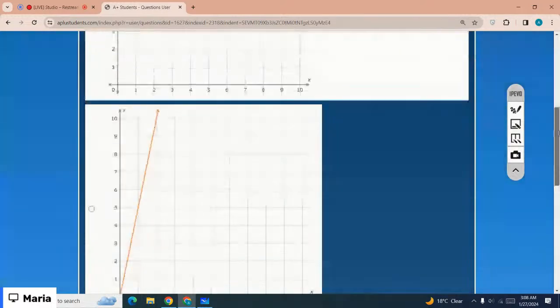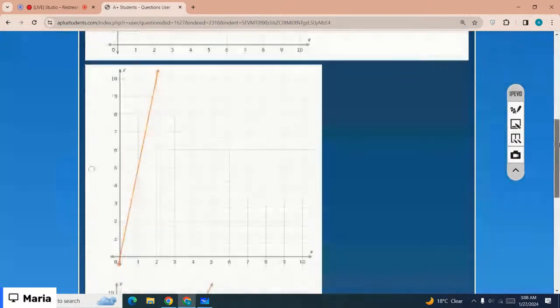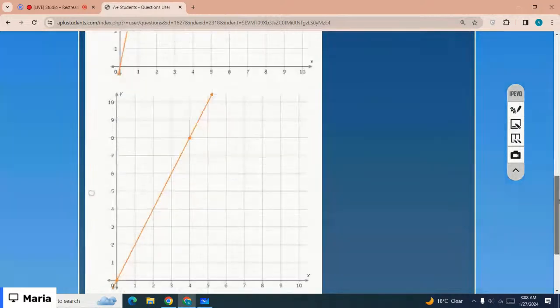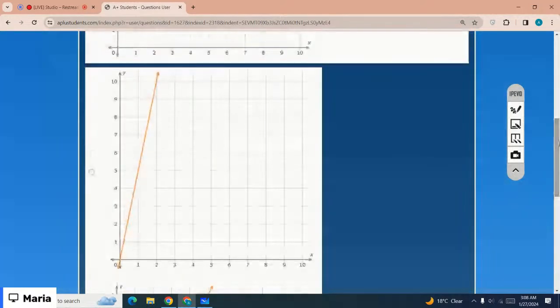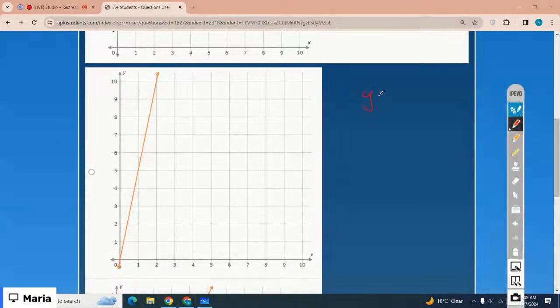Which is the correct option? Just look at the first graph. Here is the first one, and here is the second one. So which is the correct option? When you make the pair of values, the pair of values for the function y equals 5x would be 0, 0 and 1, 5.